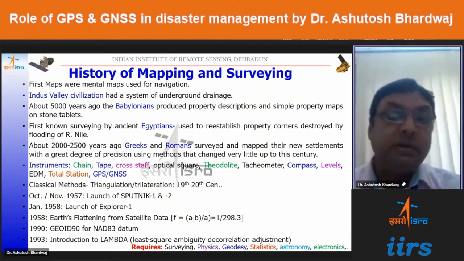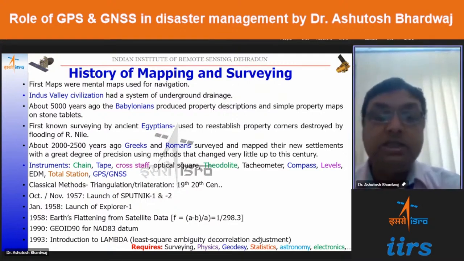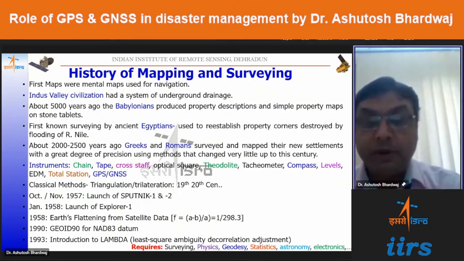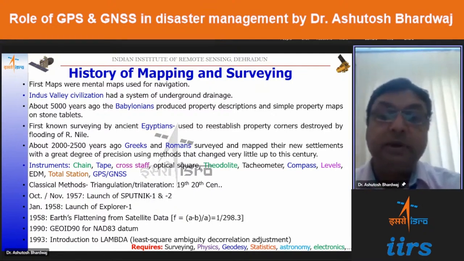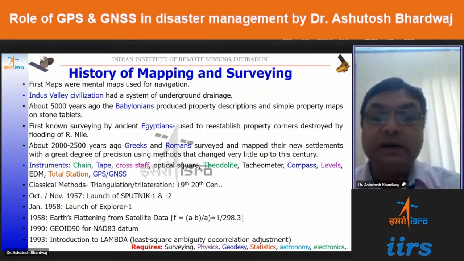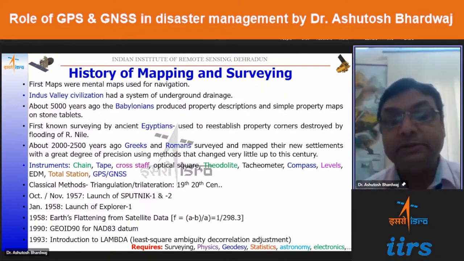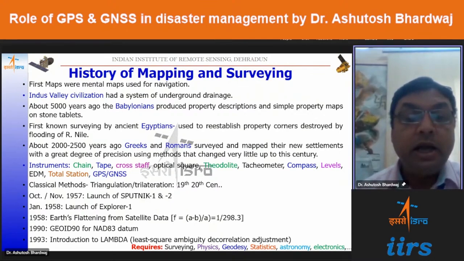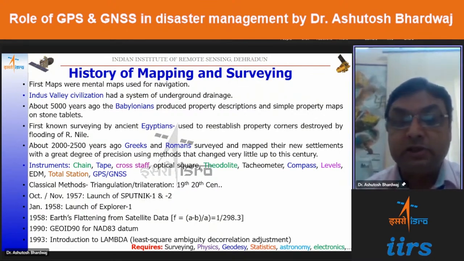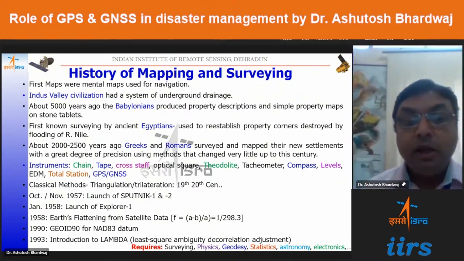particularly in geodesy, where we study the three-dimensional shape of the Earth. Similarly, in 1993, least square adjustment, decorrelation adjustment, and advanced techniques were developed for resolving the ambiguity. We will come to the ambiguity also, which is the integer value, that is, the number of complete cycles of the wave which the GPS signals have traveled from the satellite to the receiver. New techniques were developed to reduce the error, so error minimization techniques were also developed.